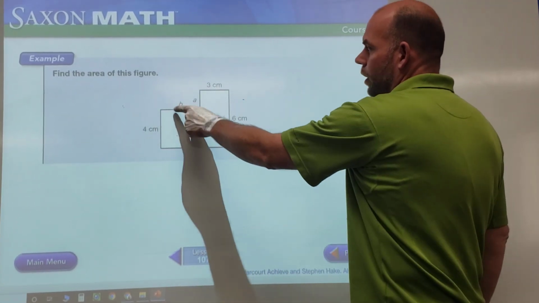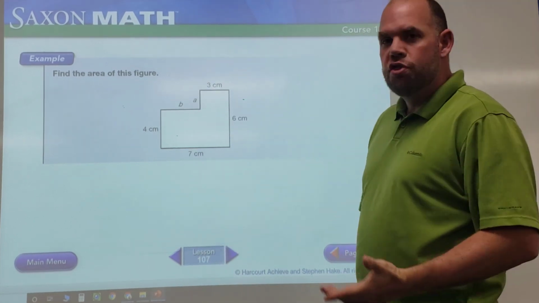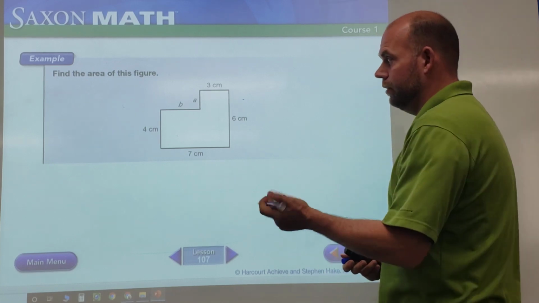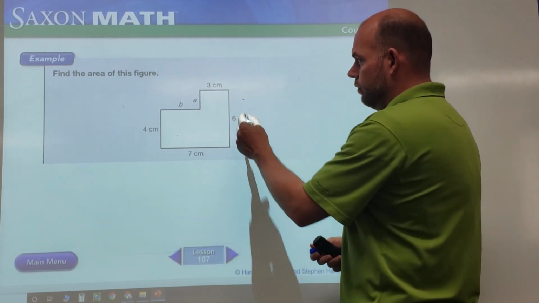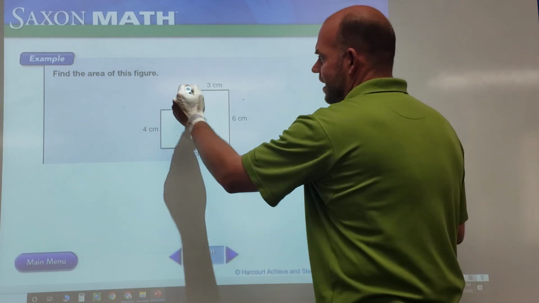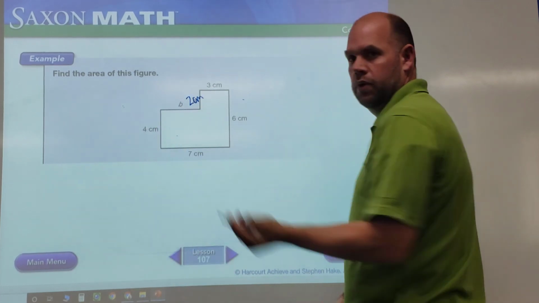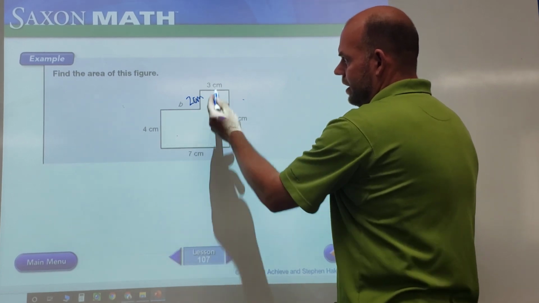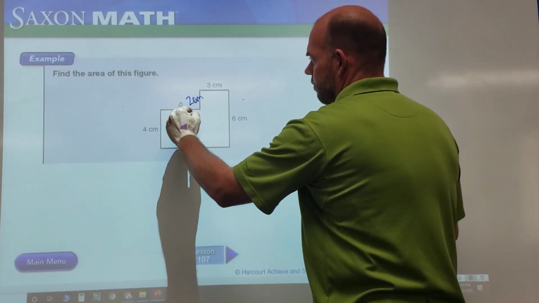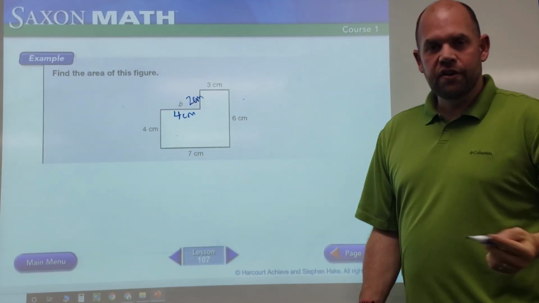We've got two unknown sides. And remember, the way we figured out the unknown sides before was we looked at the total. So if this is 6 from top to bottom, and we know this is 4, then this has to be 2. If the bottom is 7 and this is 3, then 7 minus 3, this B has to be 4. So now we know our sides.